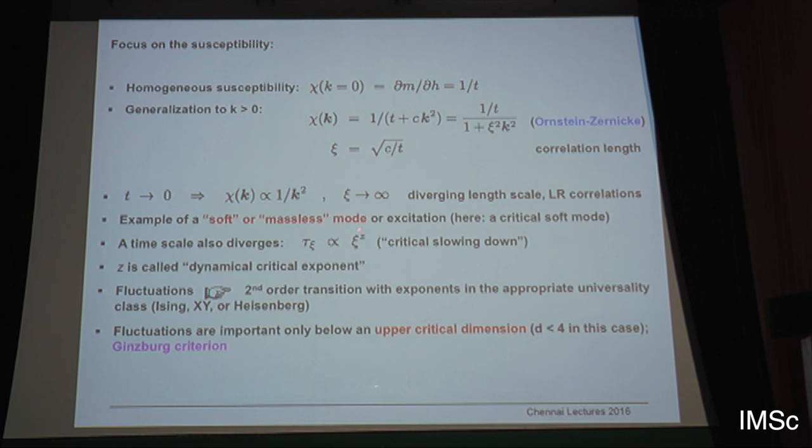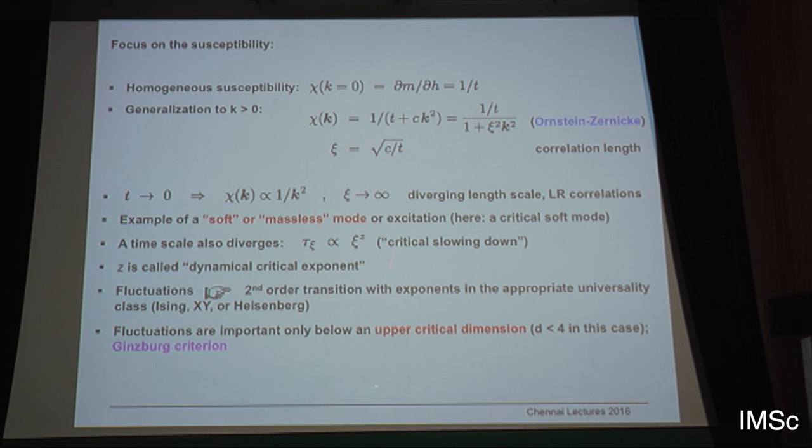It's only a particular example. There are plenty of reasons why one can have soft excitations in a system. Here it's a critical soft mode. It's brought about by the critical point. Okay? And by softness, we mean that in the denominator, there is no constant protecting this k squared singularity. Cool.